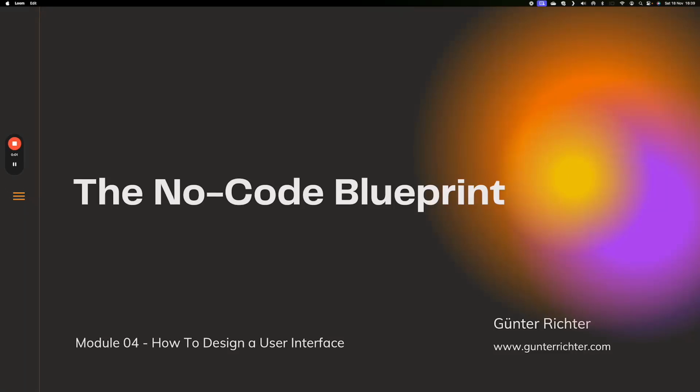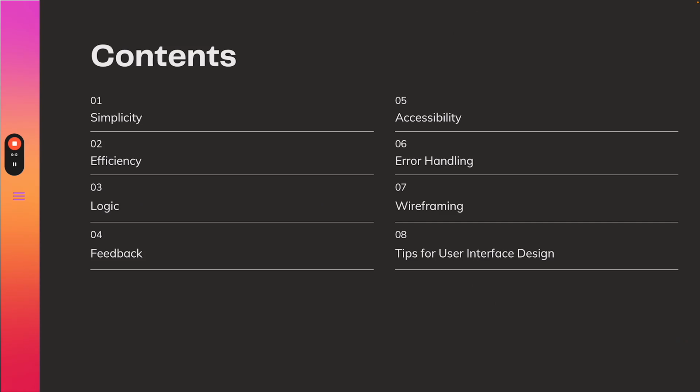Welcome to Module 4 of the No-Code Blueprint, How to Design a User Interface. So this module is going to focus on some best practice principles to design a really good interface, and the sorts of things we're going to cover off, as you see on the contents there, are using key drivers such as simplicity, efficiency, logic, all of those sorts of things.